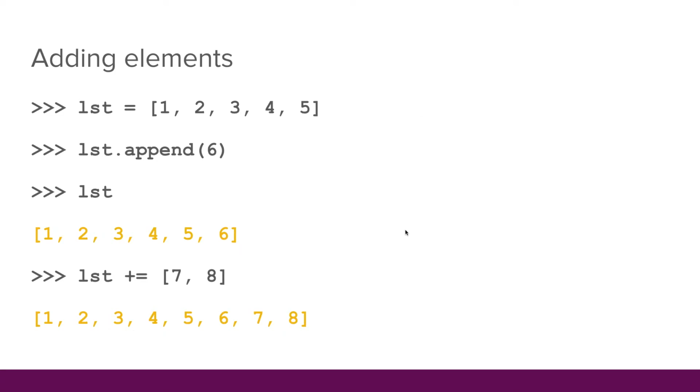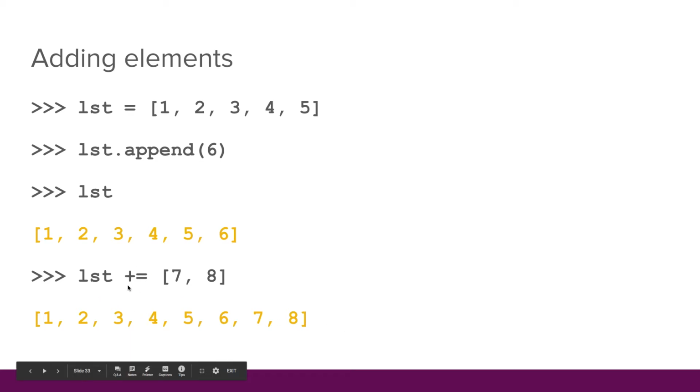If you want to add a single element to a list, you use .append and stick the single element inside, and that will modify the list in place. Similarly, you can use the plus equals notation, and that will also modify the list in place, which makes it a little bit special in Python. This is a fast operation, and it's actually faster than saying list equals list plus 7, 8.